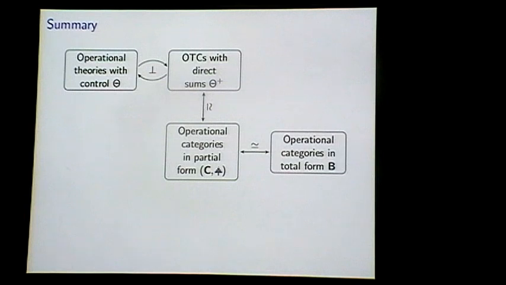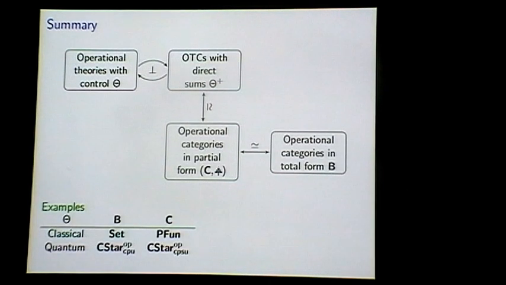To summarize all the correspondences here: start from your theory, pass to this new one with the direct sums, and you can describe that thing equivalently as one of these operational categories in either of these two forms. And all of this can be made into nice appropriate functors between categories, which is what these symbols are supposed to be denoting here.